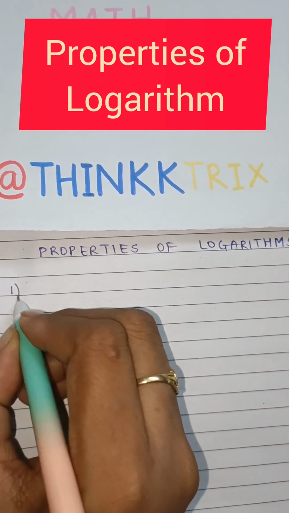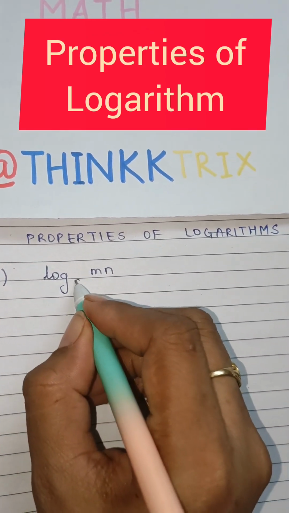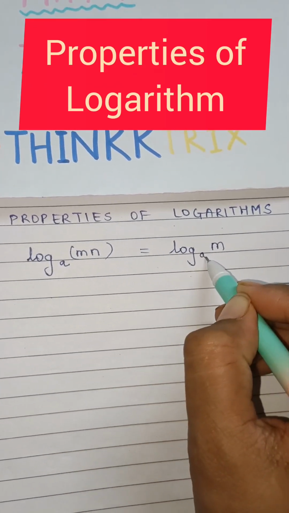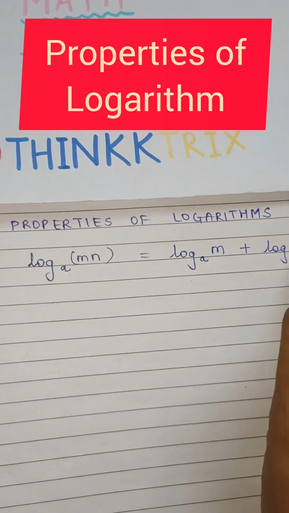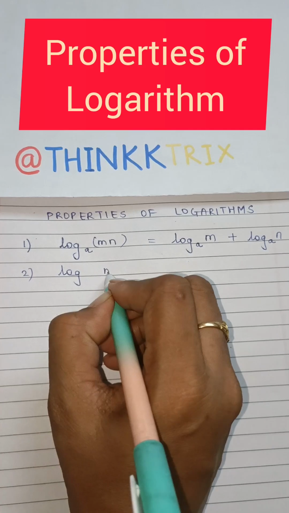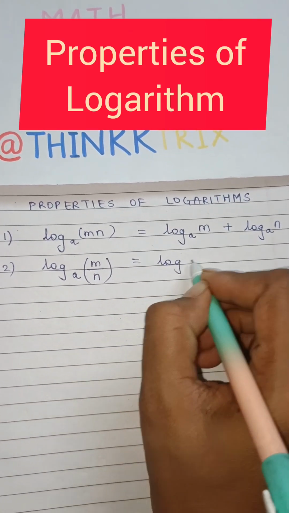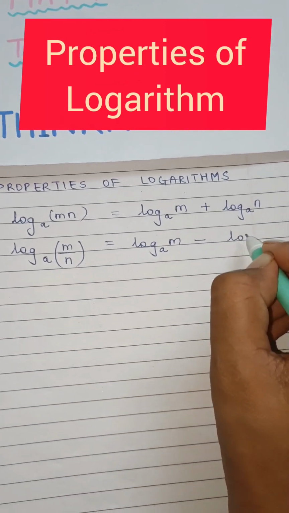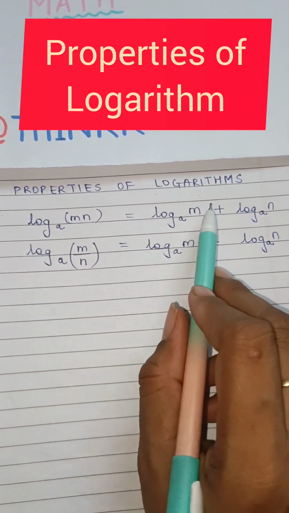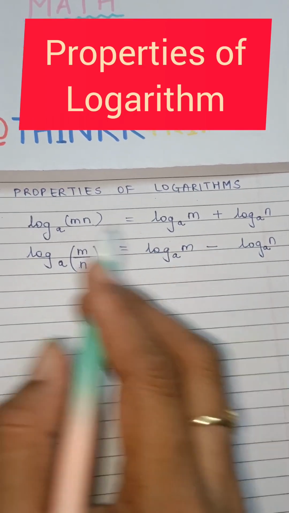The first property of logarithm is if you have log of two numbers multiplied to each other to the same base A, then you can separate them as log of m to the base A, but in between the sign will be of addition. The second property says that log of m divided by n to the base A, you can write it as log of m to the base A minus log of n to the base A. So if two numbers are multiplied, their log will be separated by addition. If two numbers are divided, then their logs will separate in subtraction.